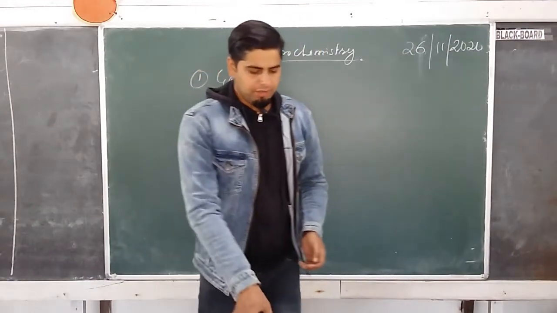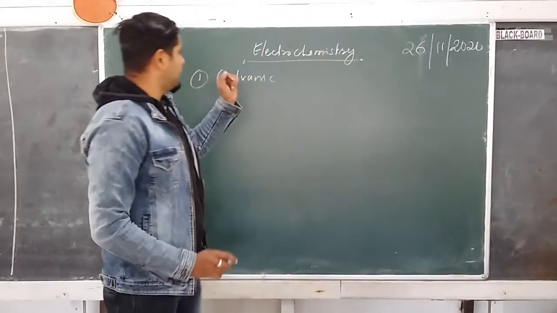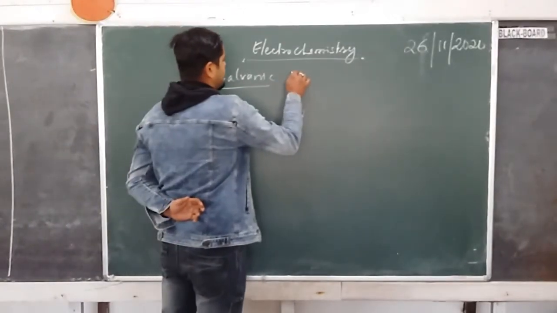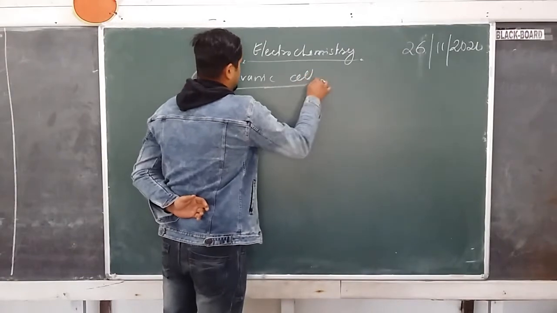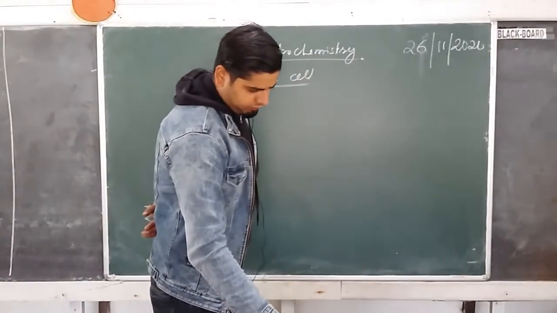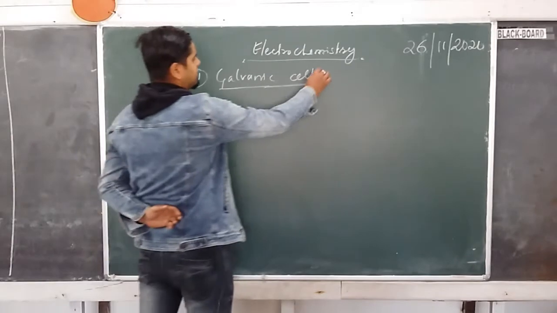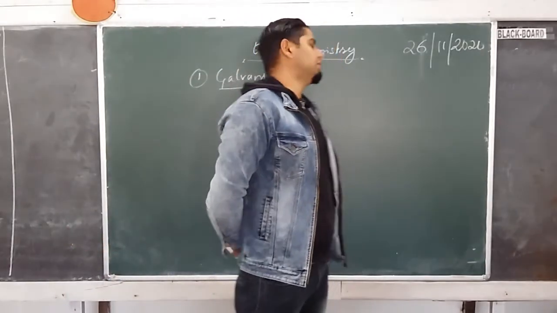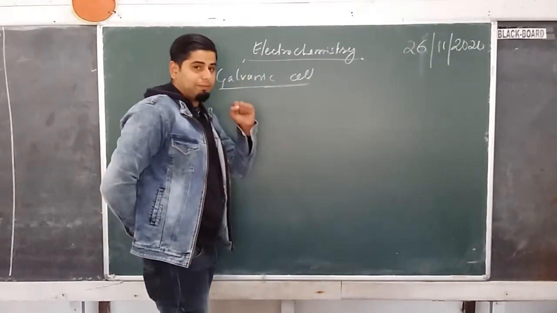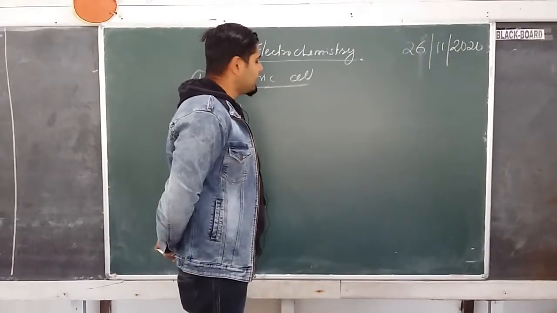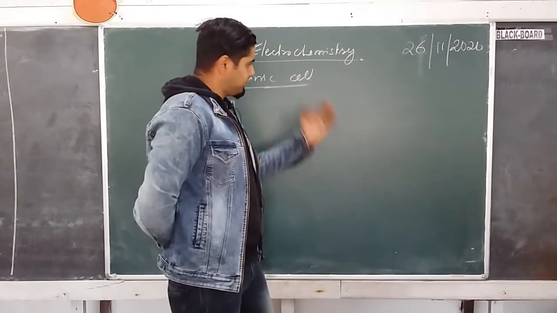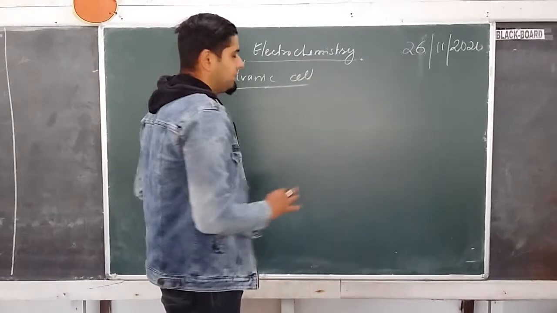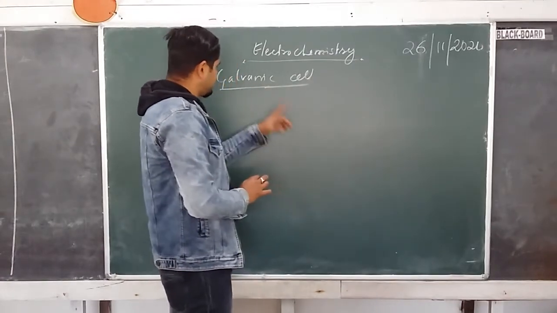Welcome back. Today we'll start a new chapter, that is electrochemistry. In electrochemistry, you need to understand first the galvanic cell. So this galvanic cell is a device in which electricity is produced with the help of chemical reaction. Okay, so from chemical reaction, if electricity is produced and if it is in a particular setup, so this setup is called a galvanic cell.